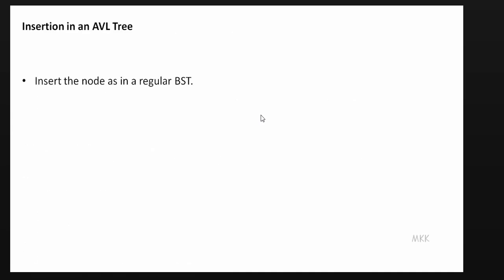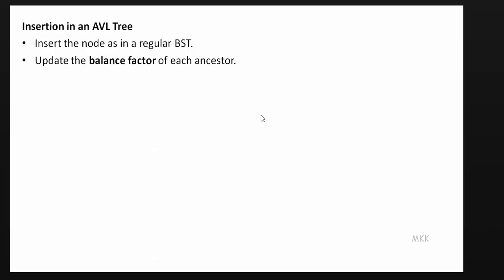Insertion in an AVL tree: insert the node as in a regular BST. How does a BST act during an insertion operation? If you want to insert a value and that value is lesser than the value at the root node, we will fill it at the left side. If it is greater than the root node, we will fill it at the right side. You should follow the same rule in an AVL tree also.